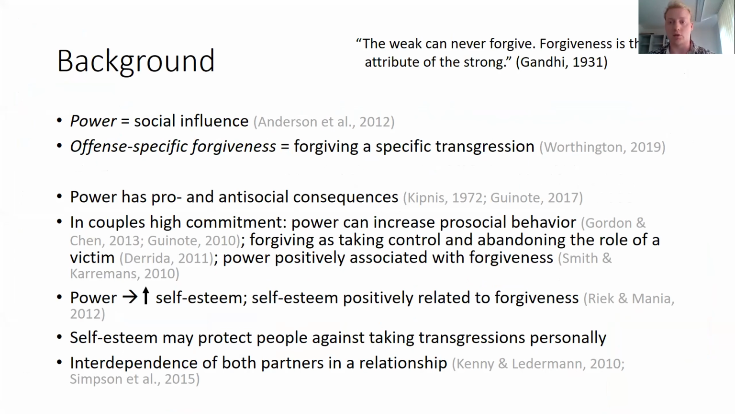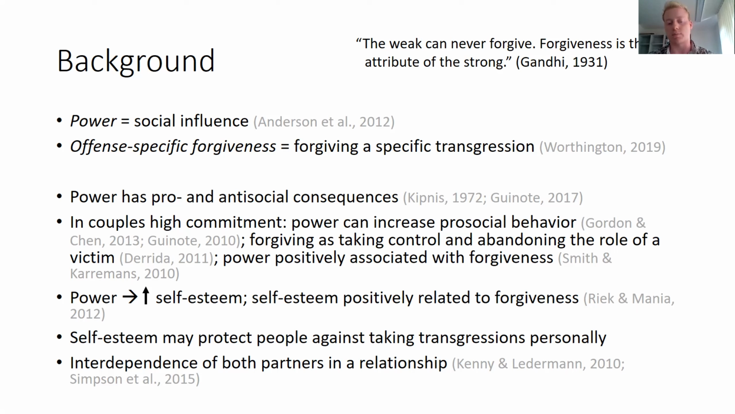Power is typically understood as social influence. Forgiveness has several levels. We focused on offense-specific forgiveness. This means forgiving a specific transgression. Past research demonstrated that power has pro- and antisocial consequences, also in close intimate relationships.